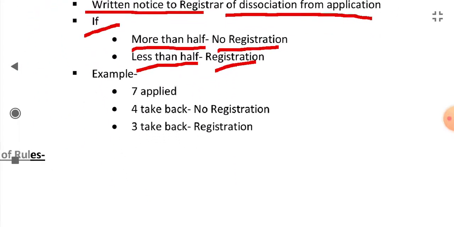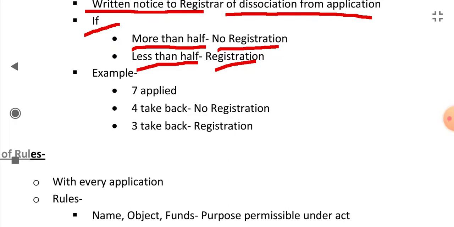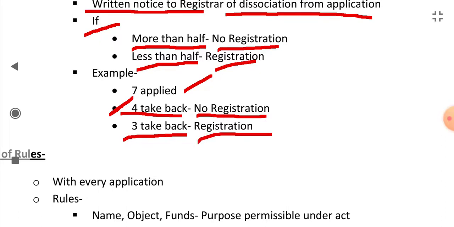For example, if 7 members applied for registration and 4 take back the application, then there will be no registration because it's more than half. But if only 3 take back the application, or 3 cease to be members of the trade union, then the registration will be allowed.